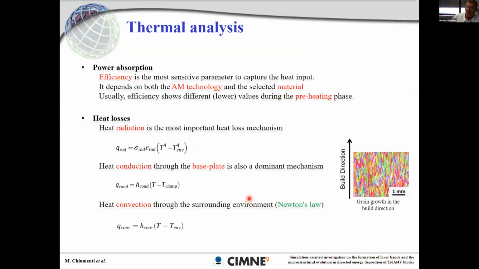Next, and very important, is the heat loss. So the heat losses come mainly by radiation, so you typically use the radiation law, through conduction at the base plate. This explains why typically the grains are aligned in the vertical direction, because the flux is going on in the upper and the lower surface, while convection is implemented through a classical Newton law, but typically this heat convection coefficient is much lower than the conductivity coefficient or the value of the radiation.